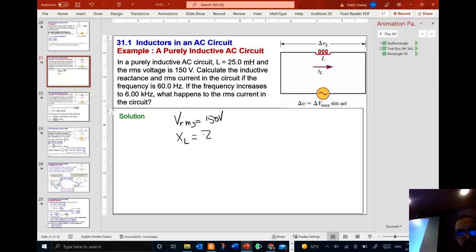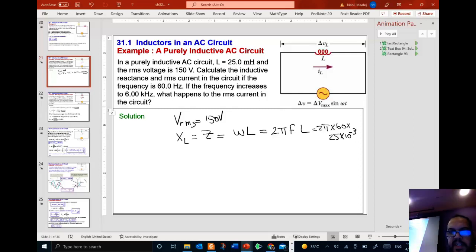In some books they call it the impedance. It's equal to omega L. Since we have the frequency, omega is 2 pi F times L. So this is going to be 2 pi times 60 times the inductance, which is 25 millihenries, 25 10 to the minus 3. Okay, so this is the inductive reactance, and next the RMS current.